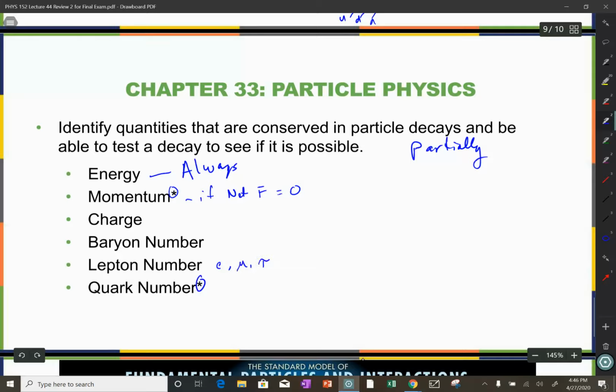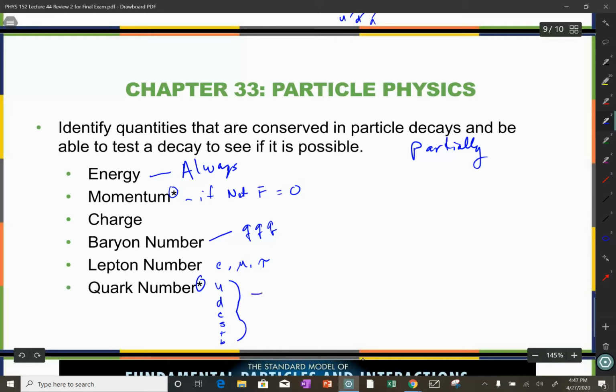The electron number is partially conserved, the mu is partially conserved, the tau is partially conserved, but the sum of those is completely conserved. And then quark number. So baryons, what is a baryon? A baryon is something made of 3 quarks. So in essence, you could say the baryon number being conserved means the quark number is conserved. But the quark numbers, that's upness, downness, charm, strange, truth, beauty. These values here are partially conserved.